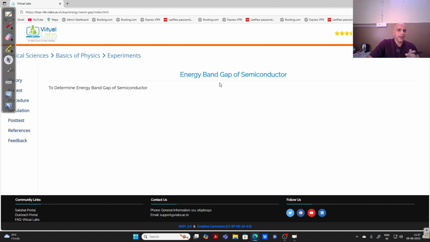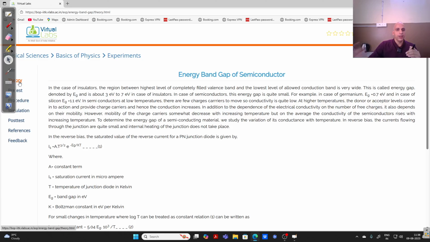What is very clear is that in this experiment we are going to calculate the approximate energy band gap of the semiconductor. Energy band gap means the gap between the valence band and conduction band, right? So if I go to the theory part, you can see here, you know very well that in solid state physics, in case of insulators there is a wide band gap between the valence band and conduction band, and it is of the order of 3 electron volt to 7 electron volt or even more in case of insulators. But for semiconductors this band gap is quite small.